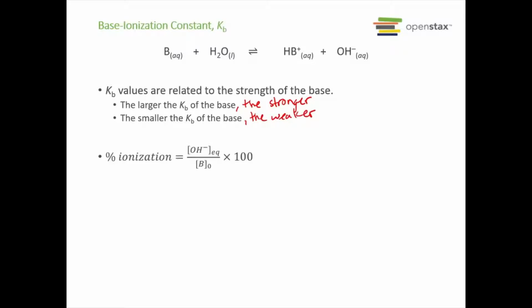Okay. And just like before with percent ionization for acids, we can do this for bases. So that's equal to the concentration of hydroxide at equilibrium divided by your starting base times 100. Same type of equation.